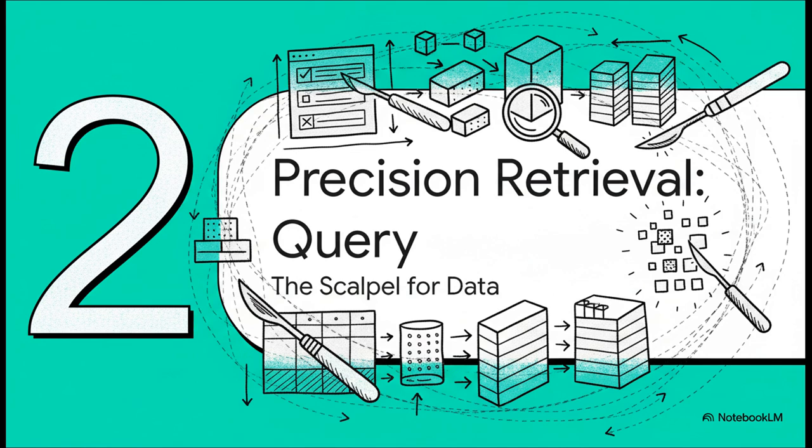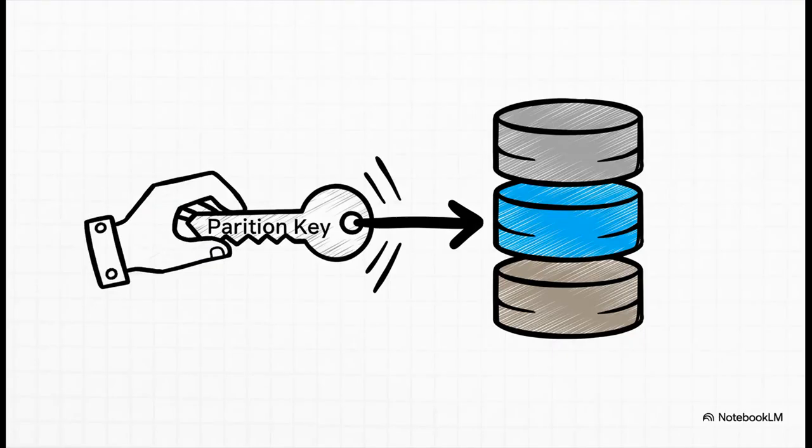This is the one you want to be reaching for pretty much all the time. It's the query operation. Think of it as your surgical scalpel. So what's the secret sauce that makes a query so fast? It's not just searching around randomly.